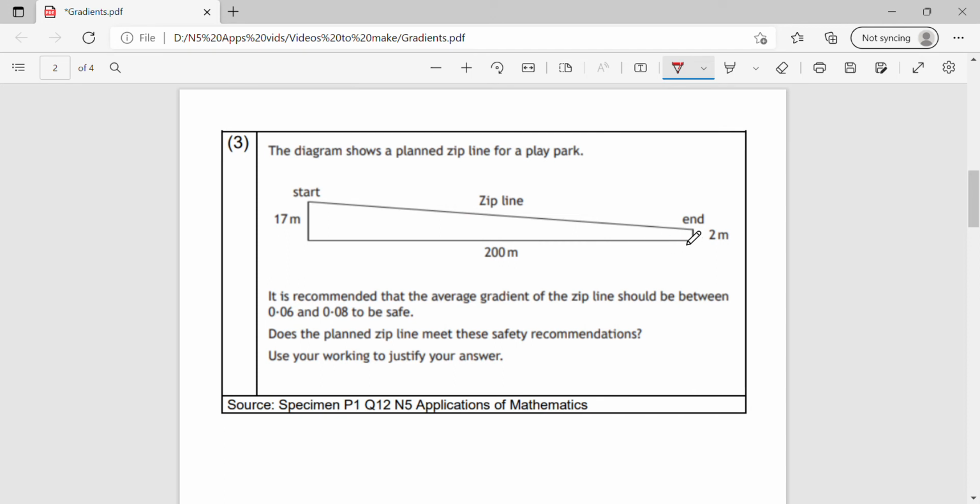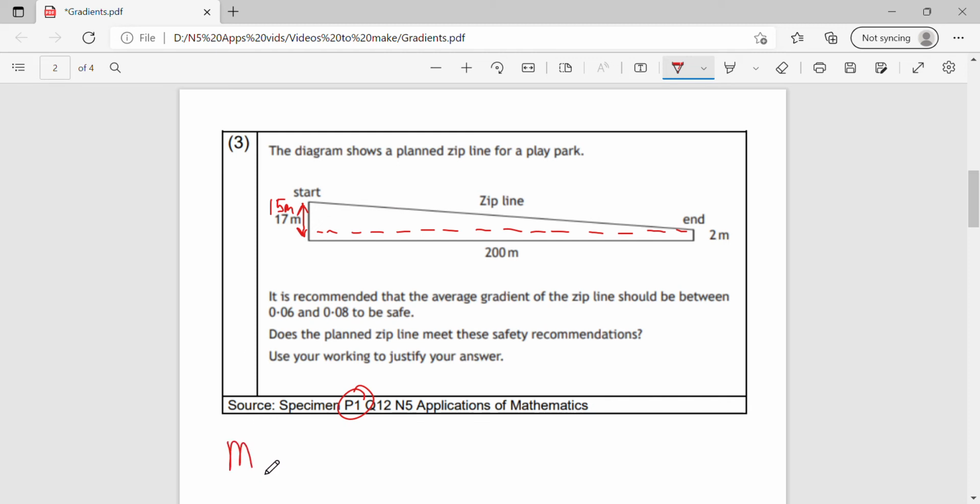Now, if I just very carefully, obviously I can't do it particularly accurately, we've got to recognise that this is really the shape that we're working out the gradient for. So the height isn't 17, the height is actually 15 for the slope. The height of the actual slope is 15 metres, so that's something we've got to watch out for. Again, this is paper 1, so we're going to need to do this without a calculator.